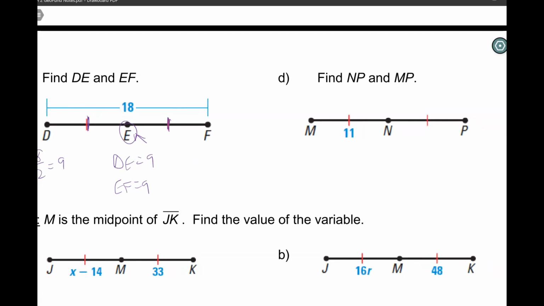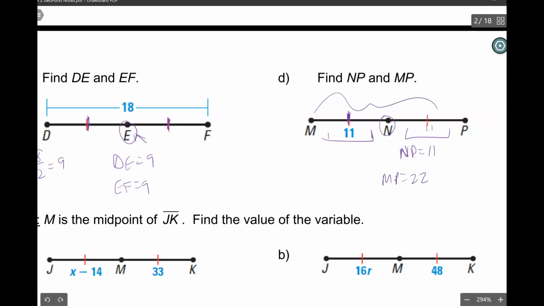Okay, and then, N is the midpoint. If this length is 11, that means this length must be 11 as well, because N is the midpoint and I have two congruent lengths. And then if I want the total, M to P, 11 plus 11 is going to be 22.